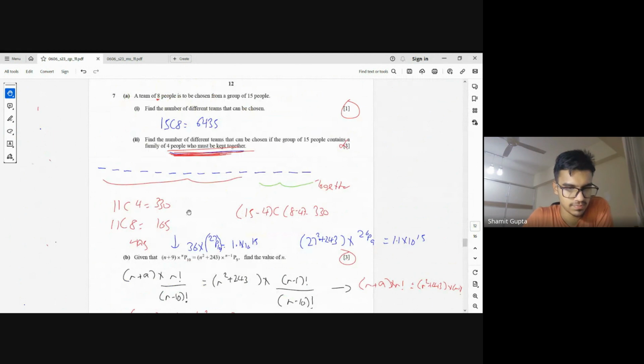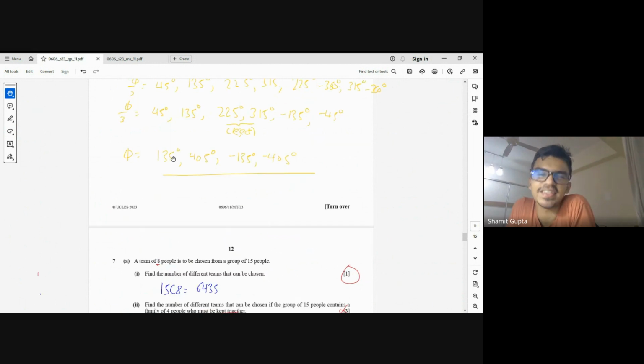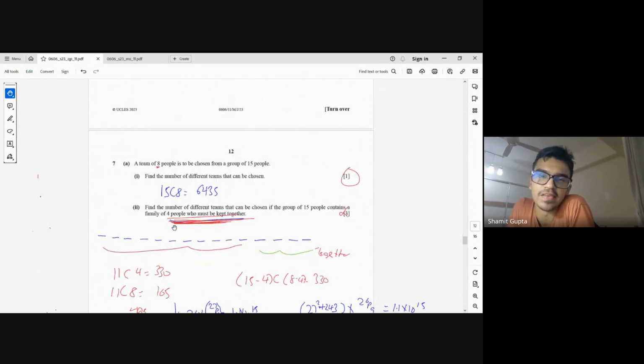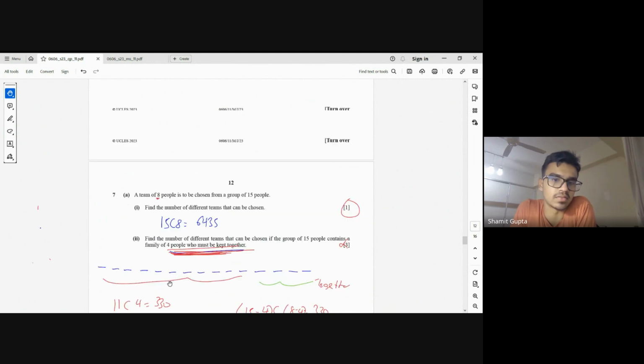This question wasn't a genuine silly mistake. I just didn't understand the question properly. So again, no excuses, you have to pay more attention to the question. 4 people must be kept together doesn't mean that they have to be in the team. It means that they're either in the team together or they're not in the team together. If it said that 4 people are in the team, then it'll only be 330.